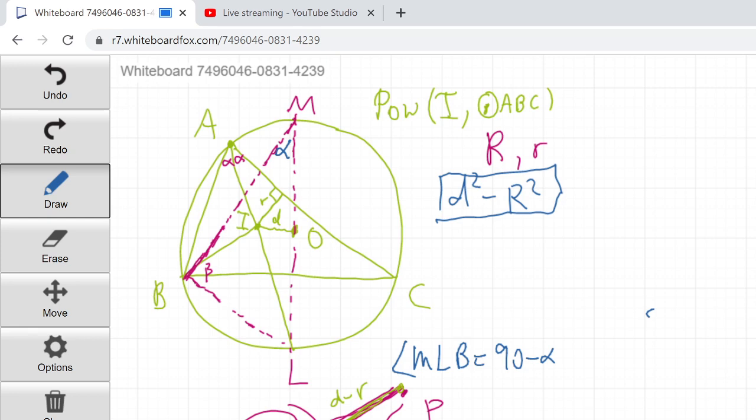Oh, by the way, where's big R in this diagram? OL. Yeah, OL. So LM is 2R, right? So it's good you know that, because you need to find d squared minus r squared. Yes, it is.